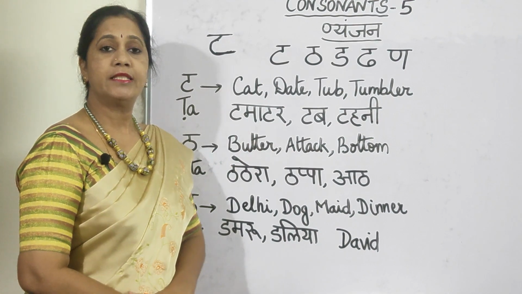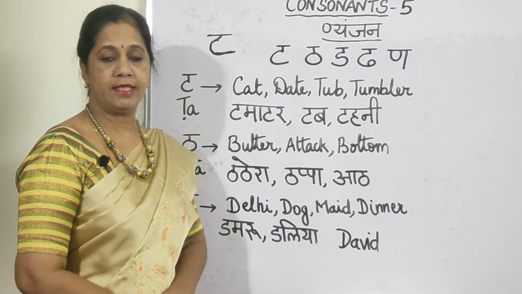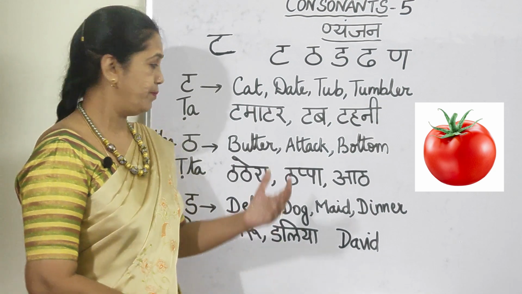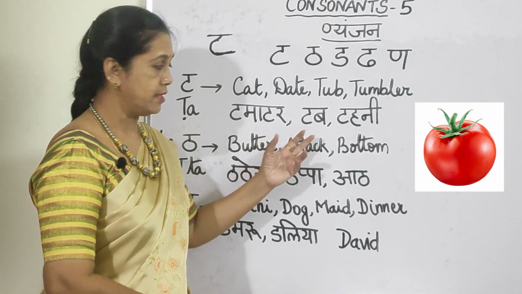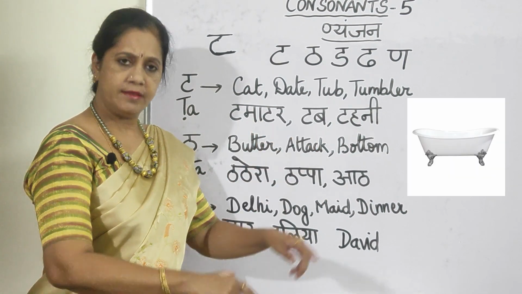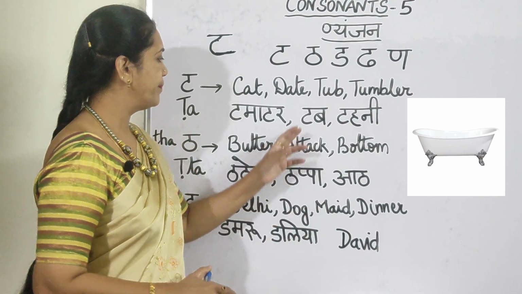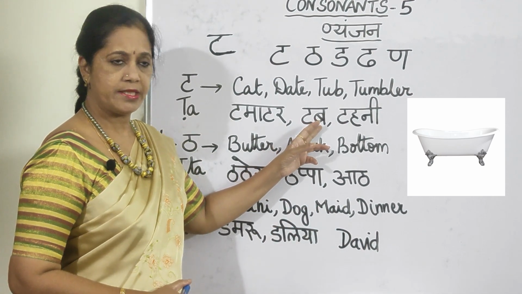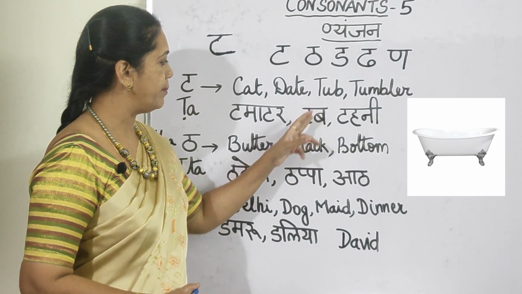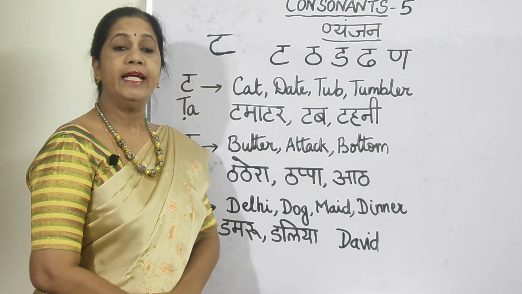Now this is tomato. Okay, tomato. The next one, tub, like the bathtub. Same in English also you say tub. So both are the same. The next one, tehni.